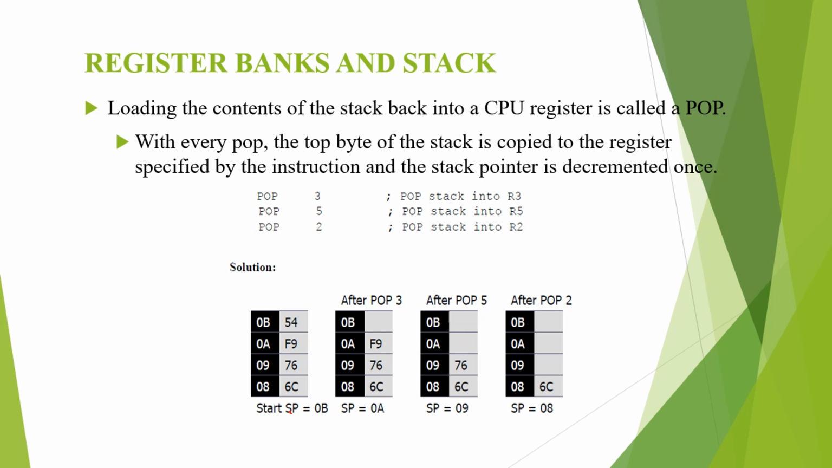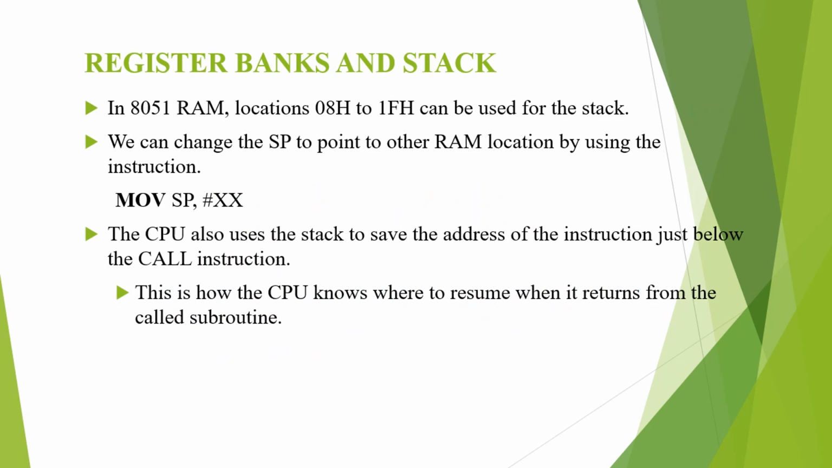Again, SP is decremented by 1, so it will now be pointing to the 08 location. So pop 2 means the content in the 08 location, which is pointed to by the stack pointer, 6C, will be copied to register R2. This is how the operation on the stack is performed. In 8051 RAM, locations 08H to 1FH are used for the stack. We can also change the stack pointer to point to another RAM location by using the instruction MOV SP, #xx, where xx will be the new address or RAM location.